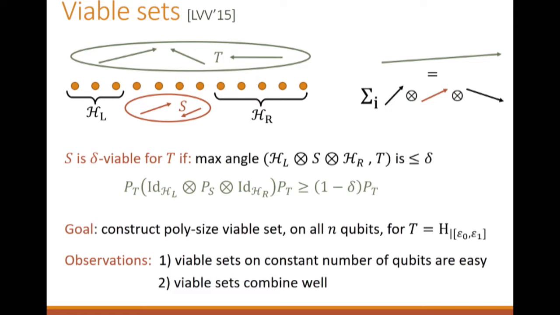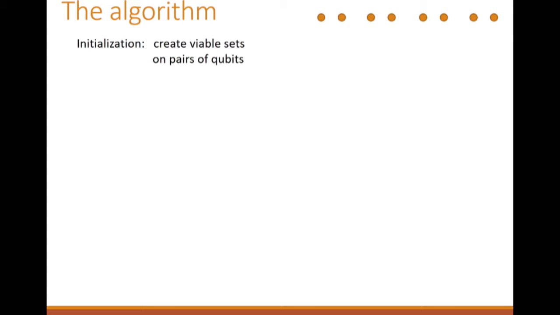So these two operations are easy, and now let's put them together and get an algorithm that starts from zero and constructs a good approximation to the whole space T. So here's the algorithm. You start with your chain, and initialization uses the first observation.